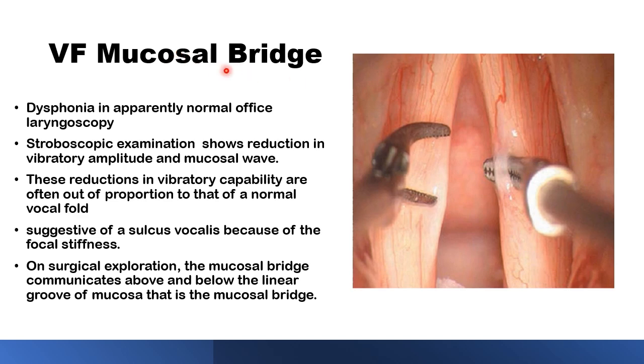Stroboscopy could also suggest the presence of the lesion if there is a sudden reduction in the vibratory pattern over one area. The stiffness of this area would suggest either a vocal fold sulcus or a mucosal bridge, and only direct microlaryngoscopy under anesthesia with palpation could tell the difference between a mucosal bridge and a vocal fold sulcus.